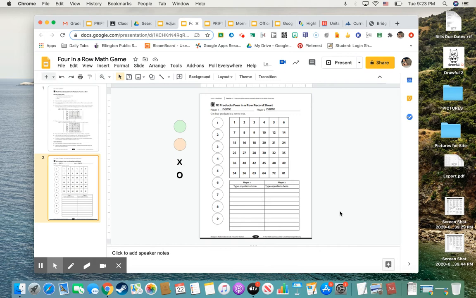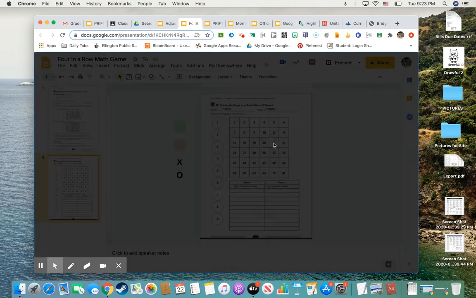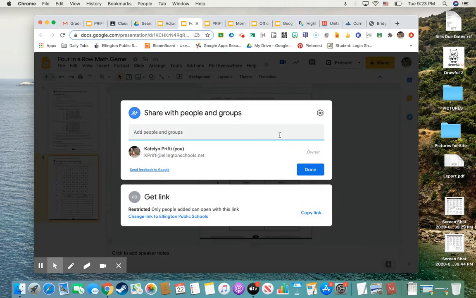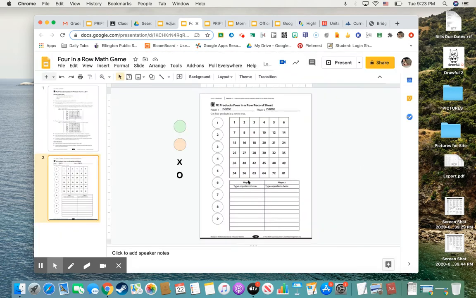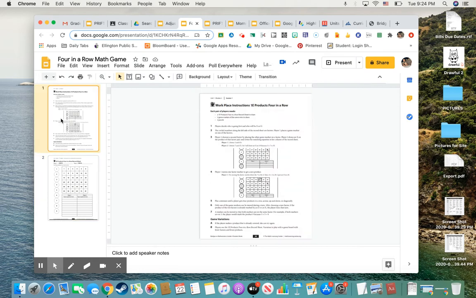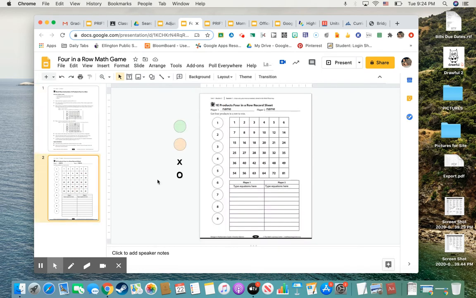Once you figure out who you're playing with, you're going to hit share and you will share your Google slide with them. Then, when you're both on the Google slide, you'll see an icon up here with their picture or name. You guys can begin. So, the directions are on slide 1, and I'm going to kind of just go through them for you with the game board on slide 2.